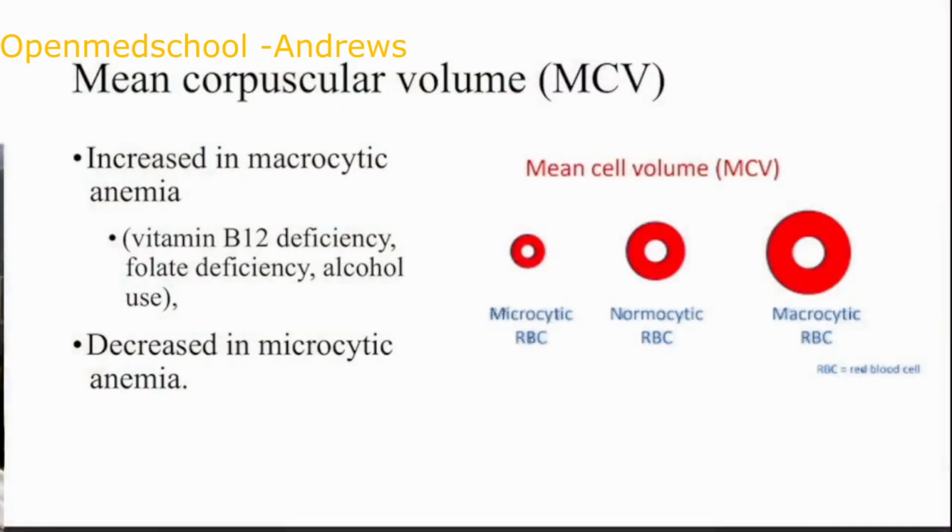The next step in the diagnosis of anemia is by looking into the size of the RBC, and that is the mean corpuscular volume. So MCV is the size of the RBC. When it is increased, it is called macrocytic. When it is decreased, it is called microcytic. So morphologically, anemia can be classified into microcytic anemia, normocytic anemia, and macrocytic anemia.